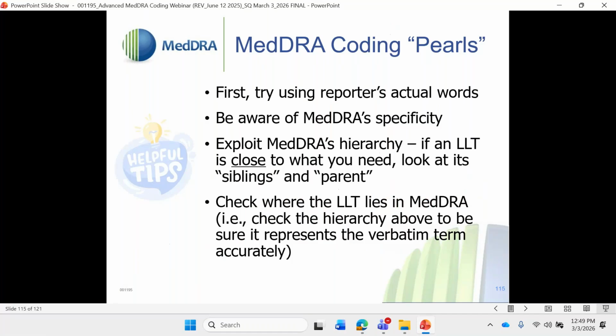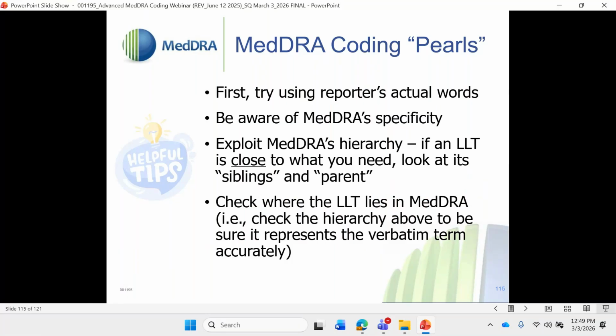Okay. Again, these are some of the wisdoms or the coding pearls that we focused on today. You should have learned to always use the exact reported verbatim as close as possible. Be aware that MedDRA is very granular. Like I said, over 90,000 plus LLTs in this version. It's very specific, so maybe there's a term that matches exactly what's reported.